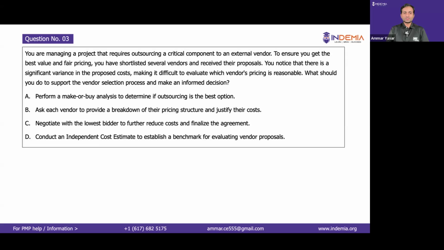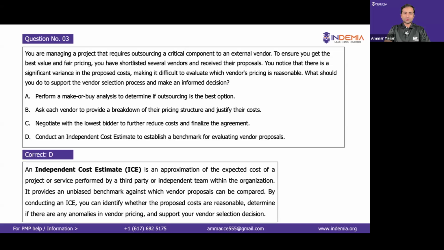So the best choice is to conduct an independent cost estimate to establish a benchmark for evaluating vendor proposals. And this will help you shortlist those estimates and find the best estimate or quotation for your project. So the correct answer is option D. And ICE is an approximation of the expected cost of a project, and it provides an unbiased benchmark against which vendor proposals can be compared.